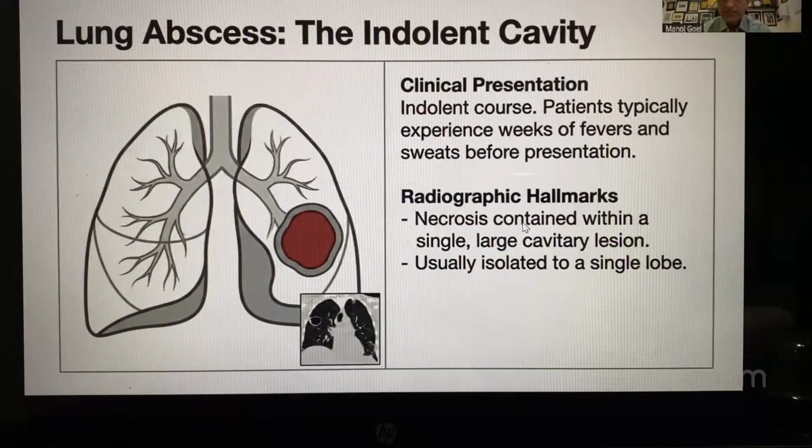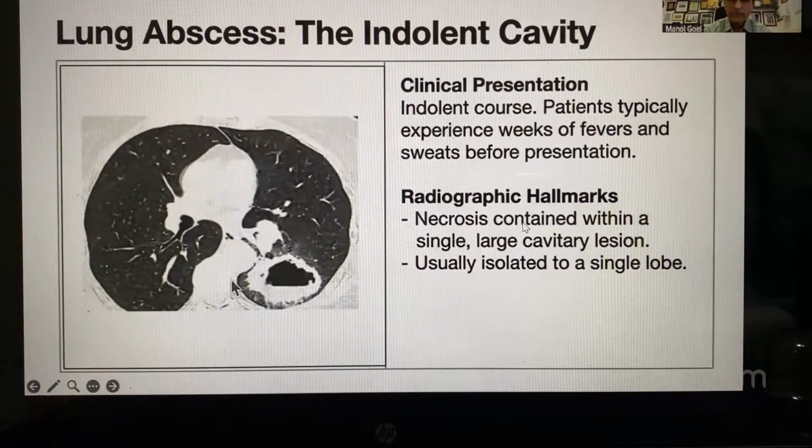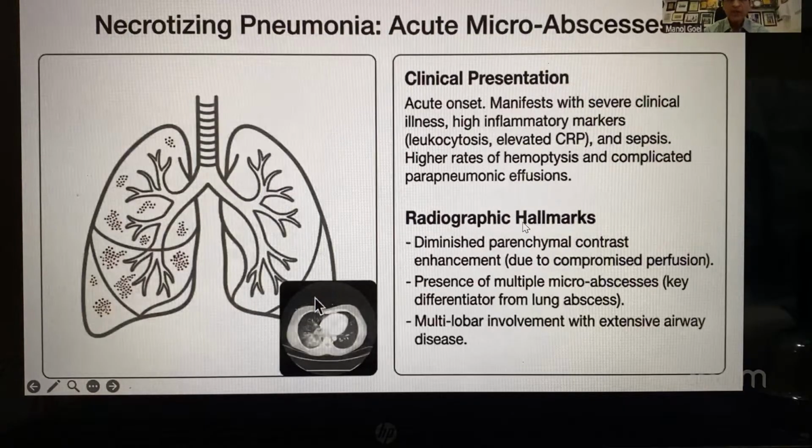Now, coming to the lung abscess, which usually presents as an indolent solitary cavity, these patients would typically present with weeks of fevers and sweats with an indolent course. The radiographic hallmark would be necrosis contained within a single large cavity lesion, usually isolated to a single lobe. So you find this cavity with a fluid level of necrotic material.